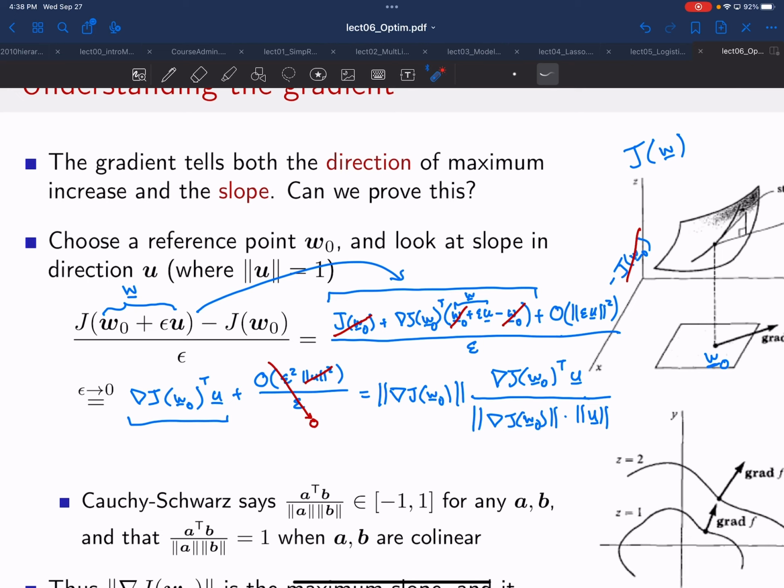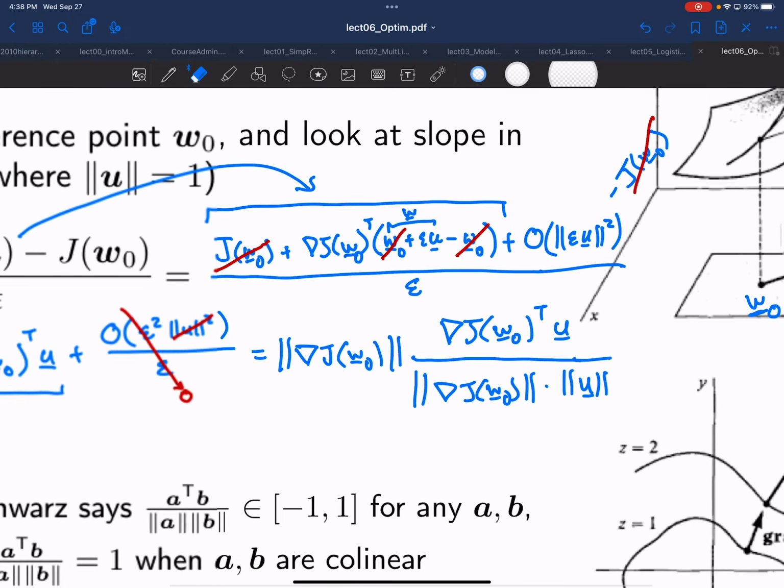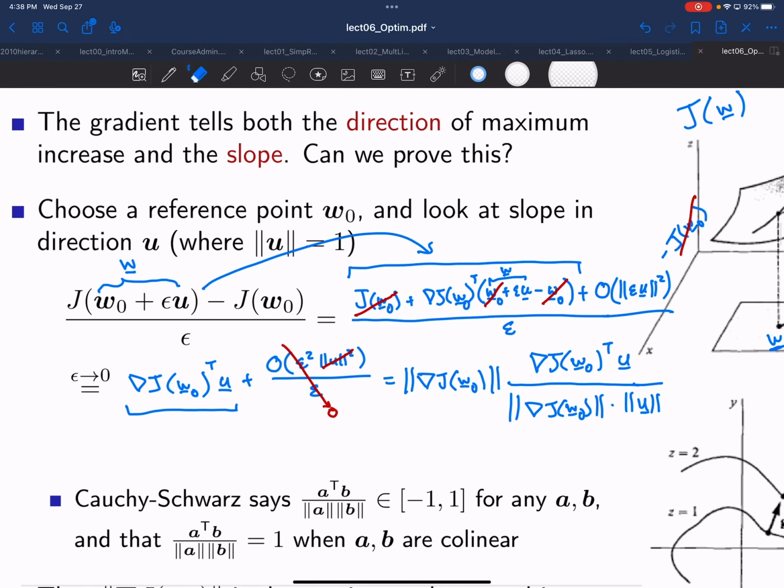Okay, question? Can you explain how the y came again? How the what? The y, the norm of y in the denominator? Sorry, these are all u's. We have no y's here. Sorry for my bad handwriting. Okay, everybody good?